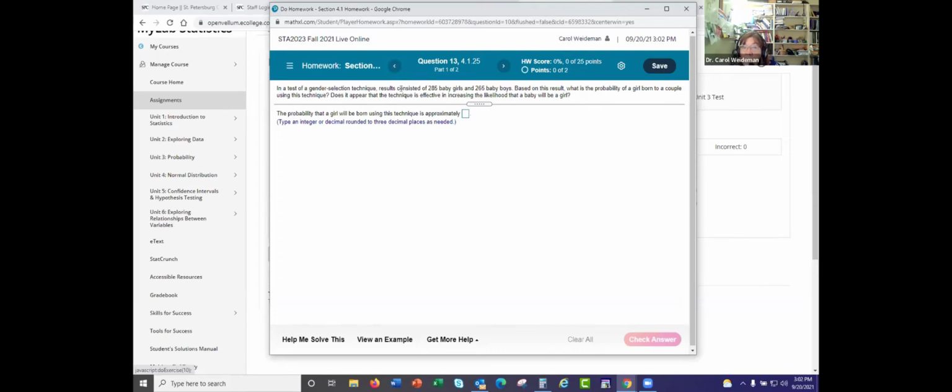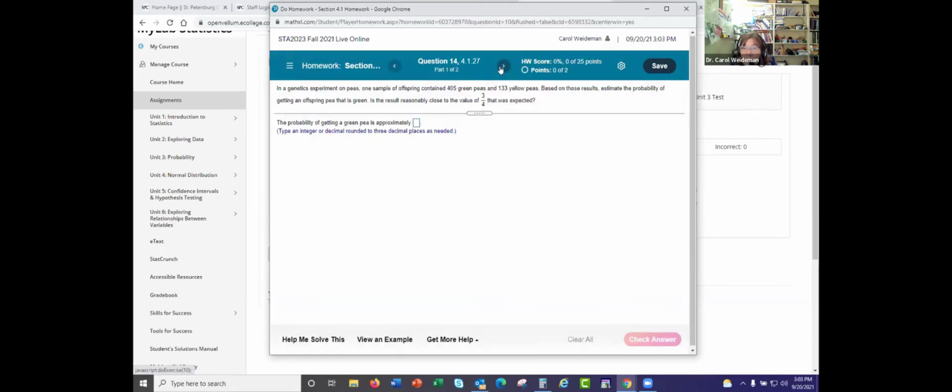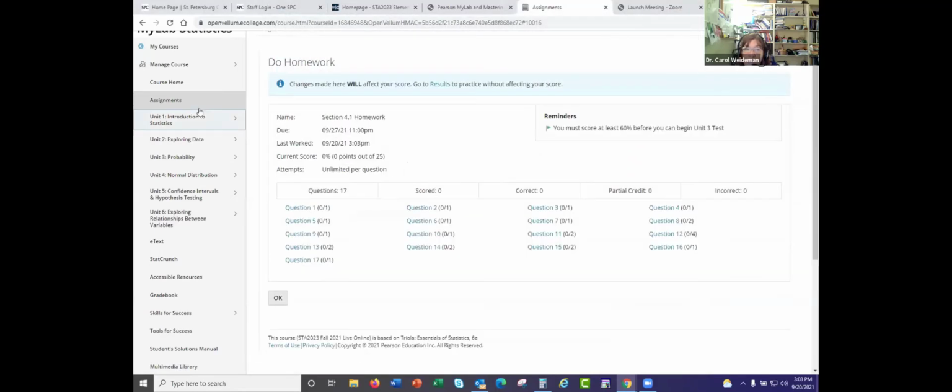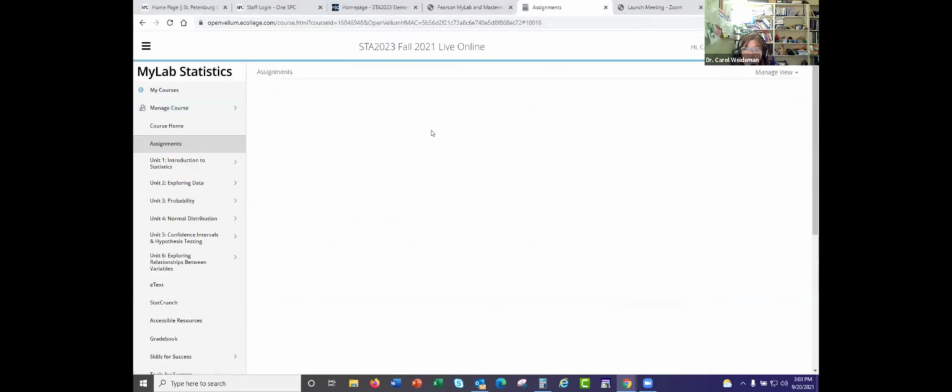Okay, and then this is one where they give you the number of boys and the number of girls, and they want to know what's the probability of a girl using that technique, and then does it appear to be effective in increasing the likelihood that the baby will be a girl? And you just do some simple calculations on that one. Here's one here about peas. So I don't think you're going to have any trouble with these. These are all pretty straightforward. The ones I think might be more difficult, we get into 4.2.